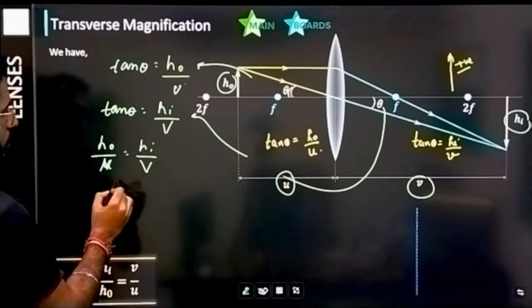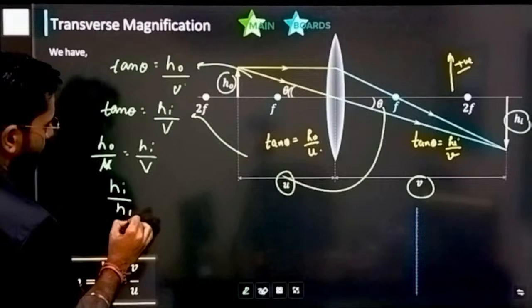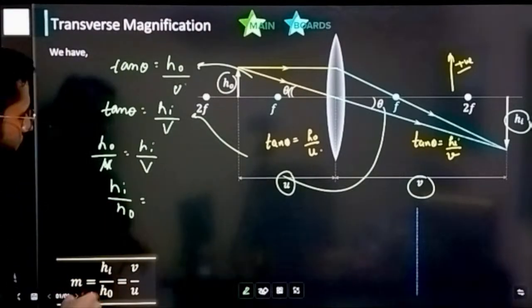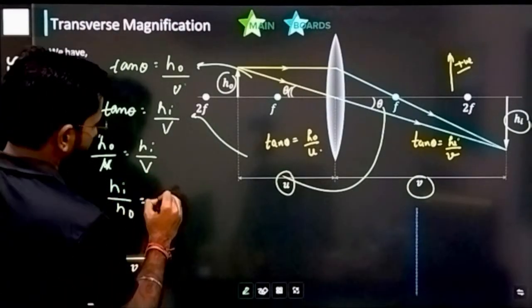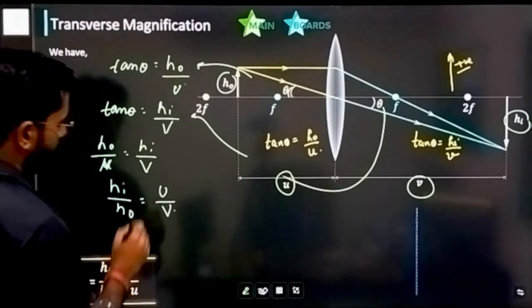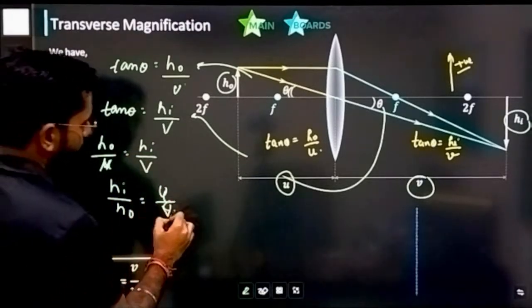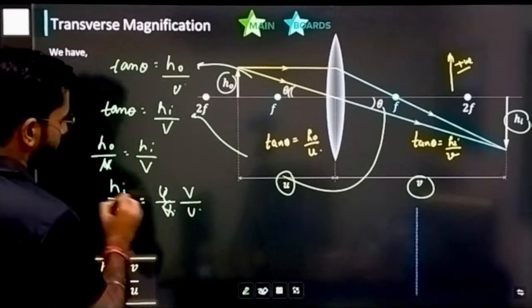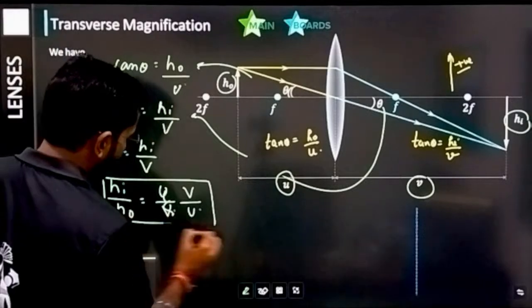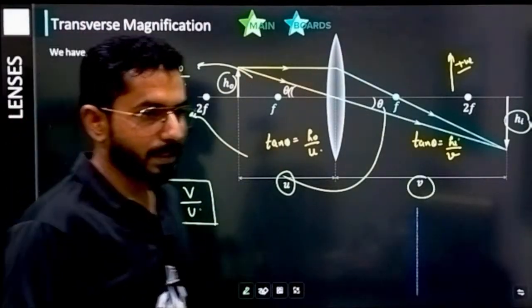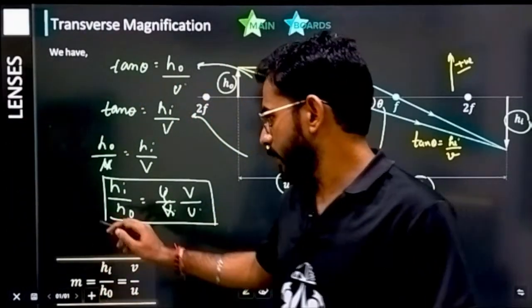So hi by h0, height of image divided by height of object, can be written as v divided by u. That is your formula. Height of image divided by height of object, or magnification, is directly equal to v by u.